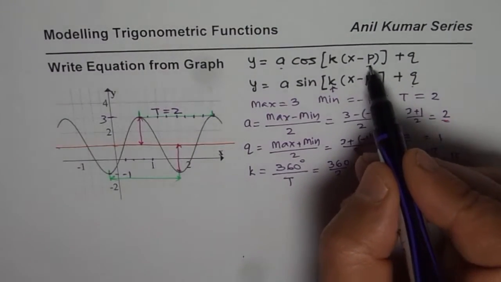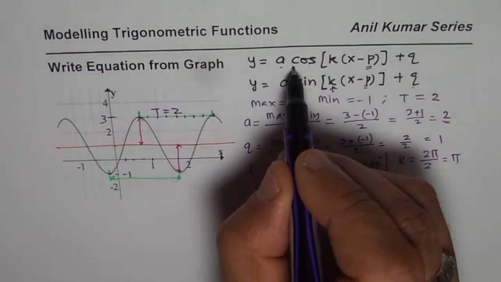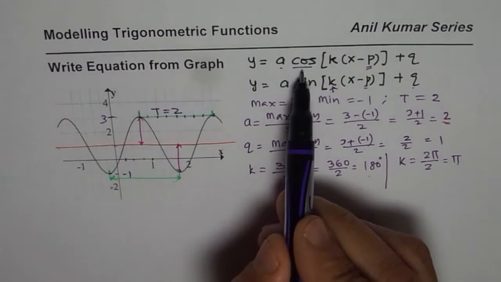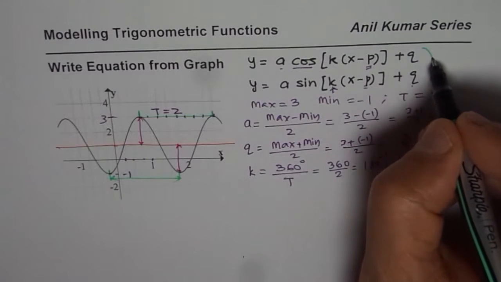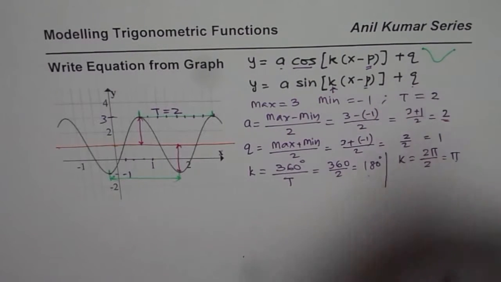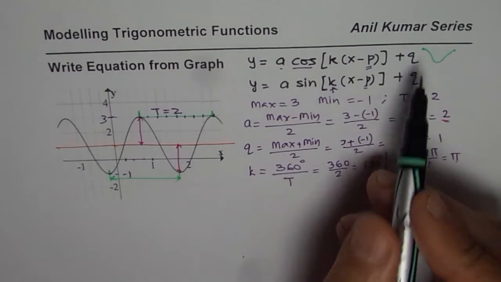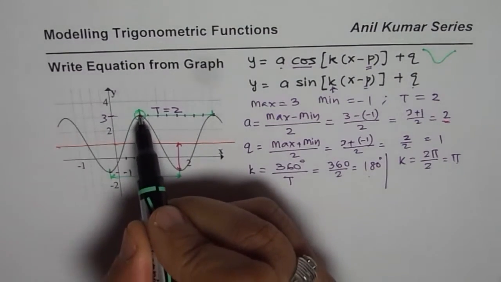Let us now figure out P, the phase shift, that is critical and very specific to the parent function. If cosine is your parent function, how does cosine look? Let's make one cosine graph. It is kind of like this, right? Cosine starts with a maximum. So what we need is to see from where the cosine graph starts. So that is the first maximum for us.